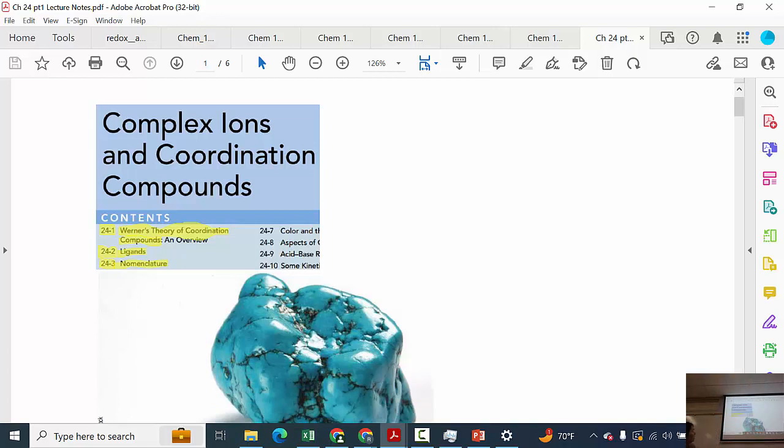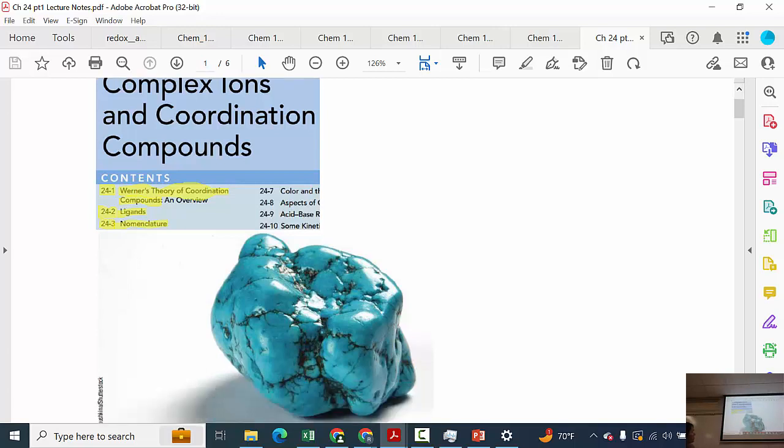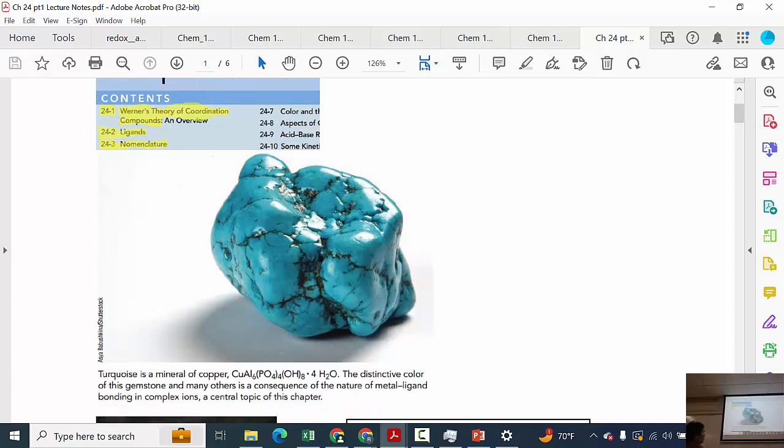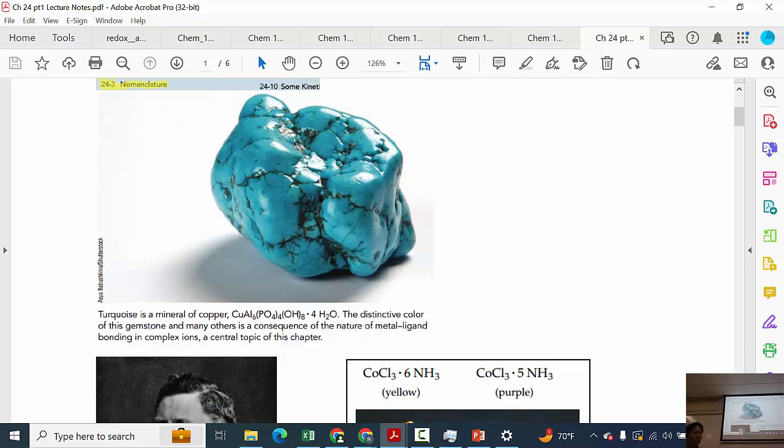So I want to talk about the complex ions and coordination compounds, just complexes in general. We're going to cover these first three sections: Werner's, ligand, nomenclature. I don't really focus on nomenclature. Here's turquoise. Looking at the structure like this, it looks like some hydrated ionic compound. And when we look at the structure more deeply, it forms what we call coordination complexes.